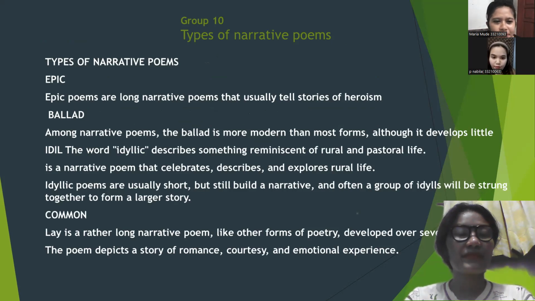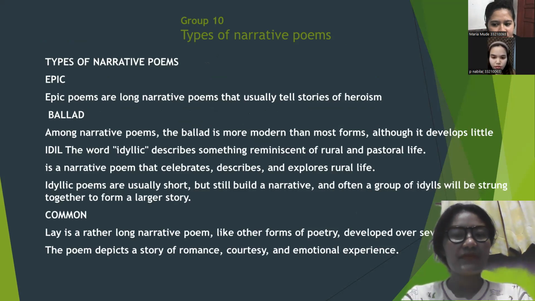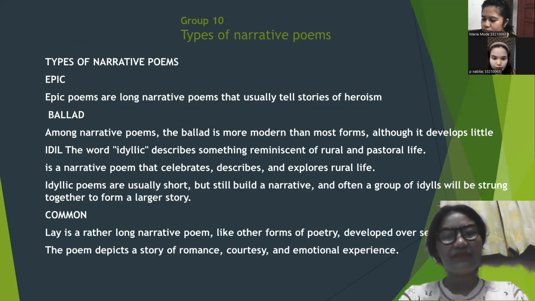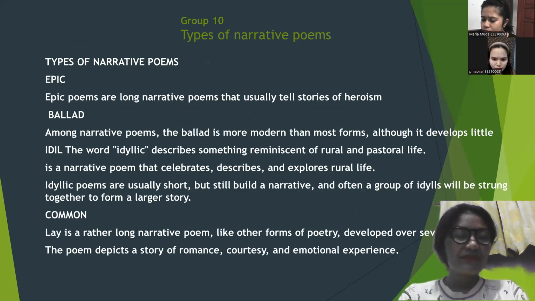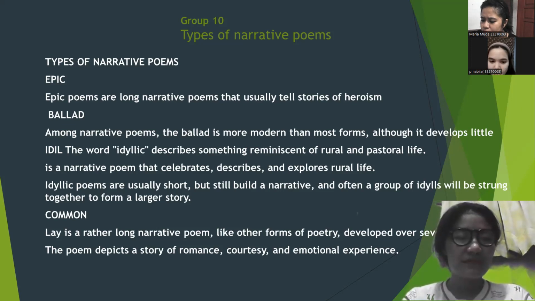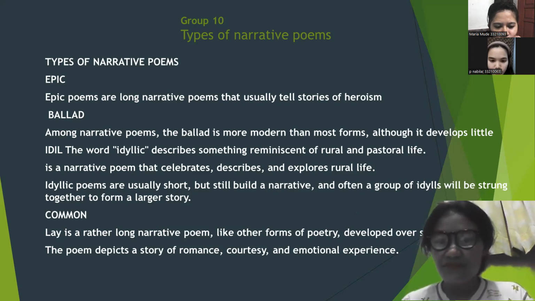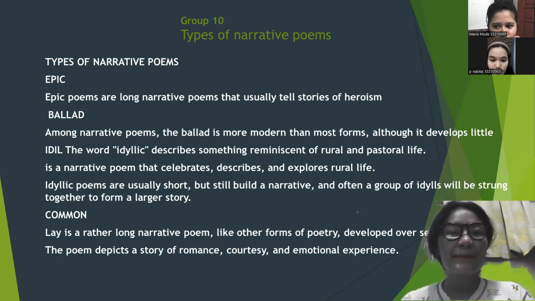Types of narrative poems. Epic: epic poems are long narrative poems that usually tell stories of heroism. Ballad: among narrative poems, the ballad is more modern than most forms. Idyll: the word idyllic describes something reminiscent of rural and pastoral life. An idyll is a narrative poem that celebrates, describes, and explores rural life. Idylls are usually short but still build a narrative, and often a group of idylls will be strung together to form a larger story.